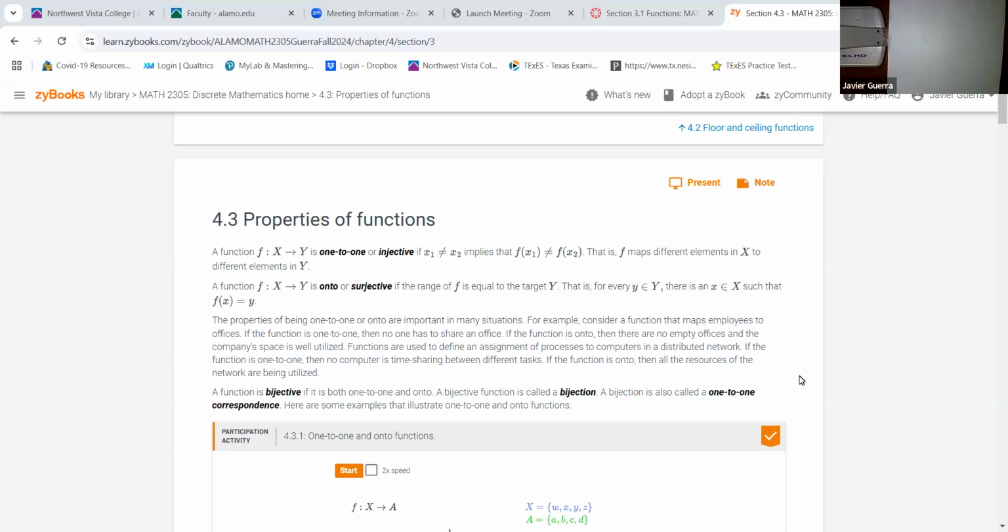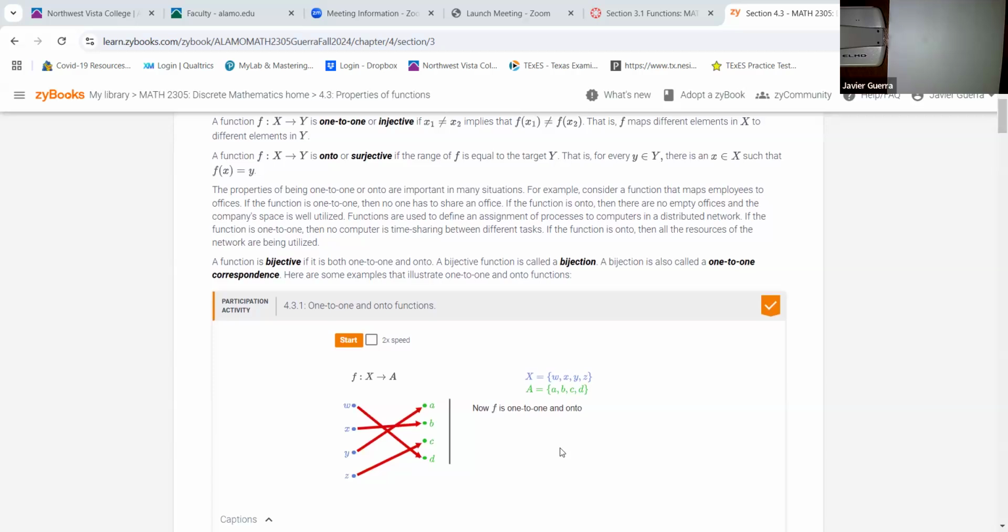So let's take a look at a function that's considered to be bijective. Bijective means that the function is both one-to-one and onto. If those two are met, then we can do things to the function, which is the next section, inverses. A bijective function is called a bijection. A bijection is also called a one-to-one correspondence. Below are some examples that illustrate what a one-to-one and onto function looks like.